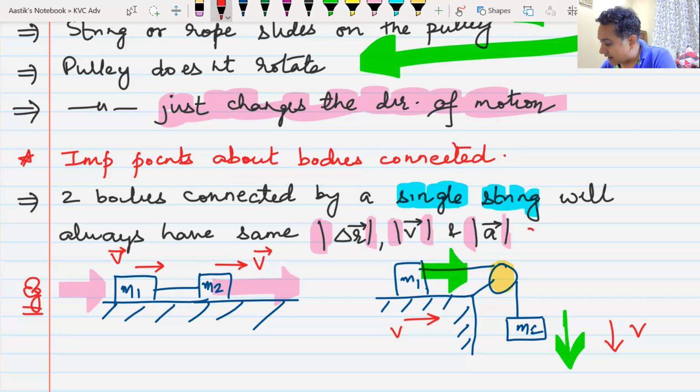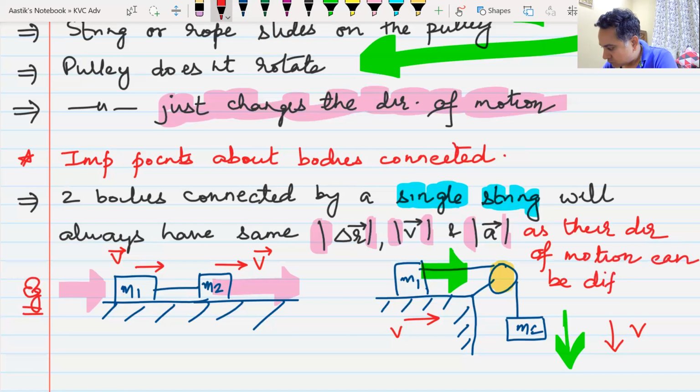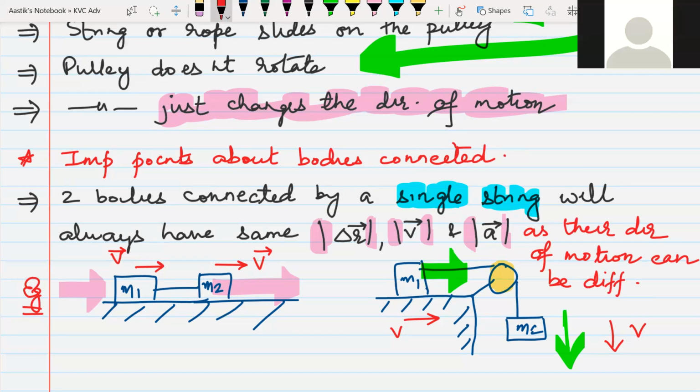So you can add their directions of motion can be different. That is why I have used only the magnitude sign. Do we understand this? Yes or no? Yes, sir.